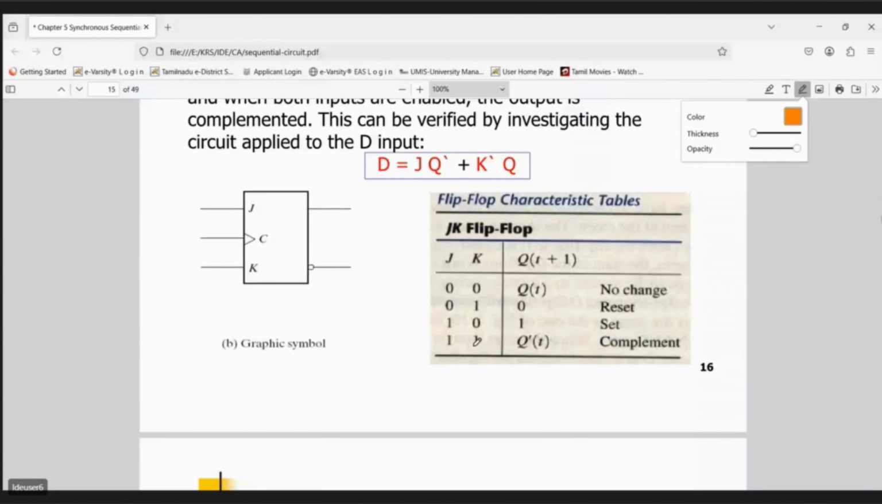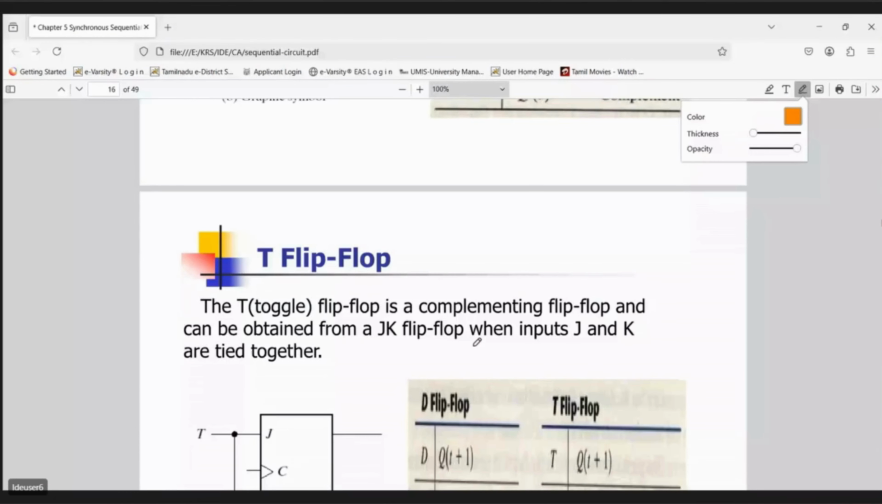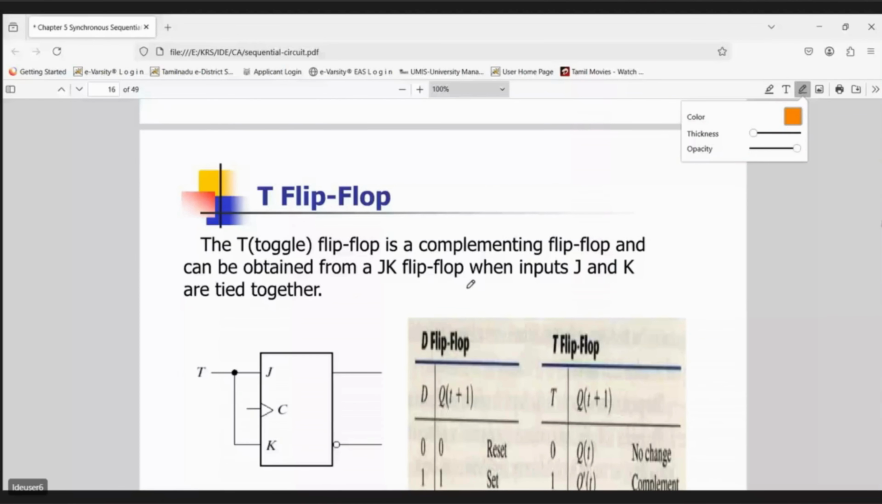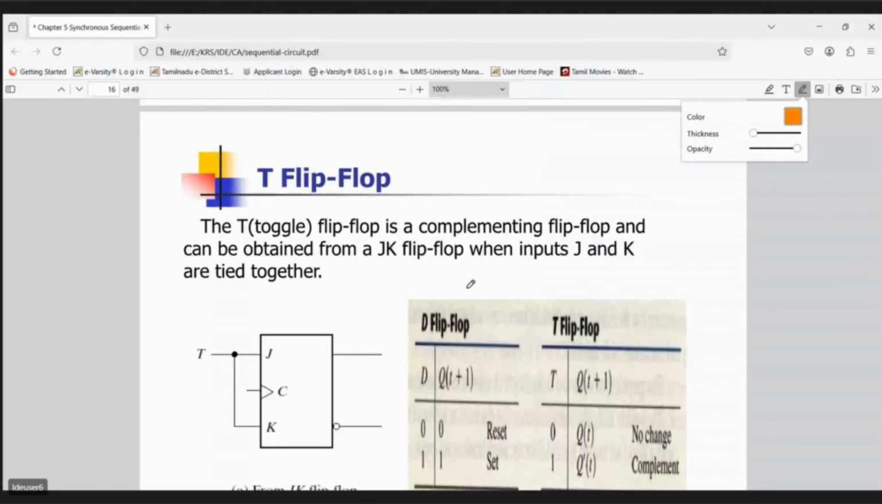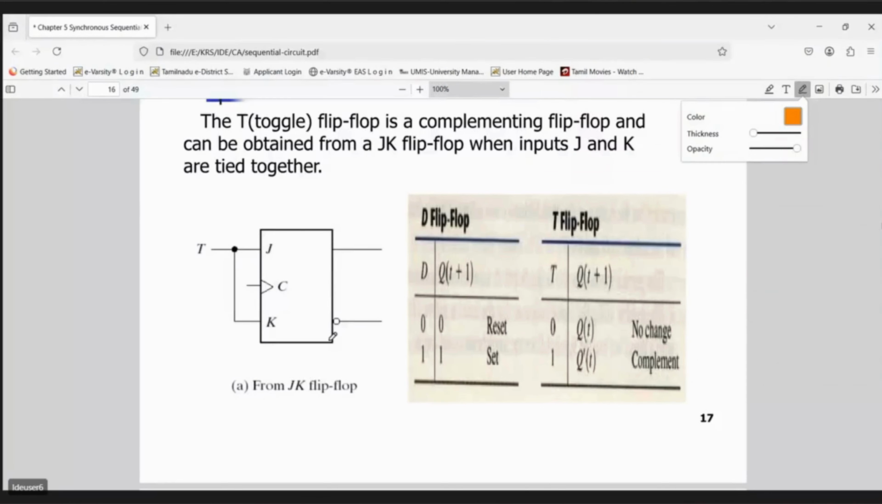Then the T flip-flop. The T flip-flop is a complementing flip-flop and can be obtained from the JK flip-flop when inputs J and K are tied together. So it is a T flip-flop, where both J and K are tied together. In the T flip-flop, 0 means no change and 1 means it is complemented.